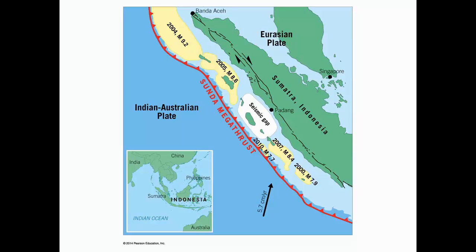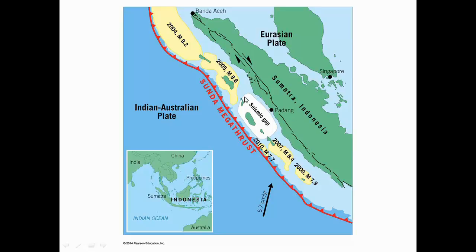Here, for an example, along the coastal area of Indonesia, known as the Sunda megathrust, these yellow areas are the fault segments that have been affected by relatively recent earthquakes. For example, the large earthquake that occurred off of Sumatra back in 2004 affected the region of the fault shown in that yellow region. Other segments were affected by other earthquakes that occurred, for example, in 2005, 2007, and so on.